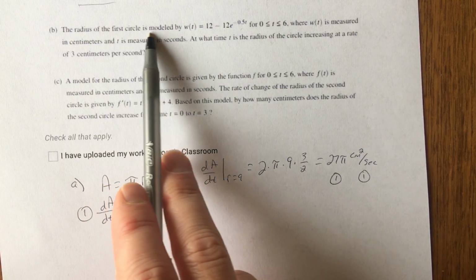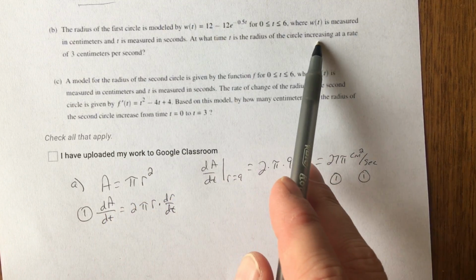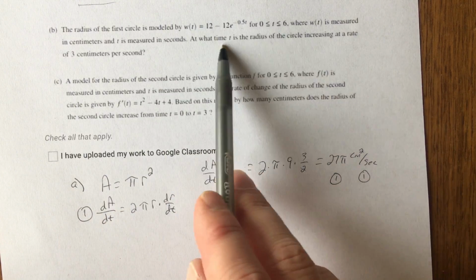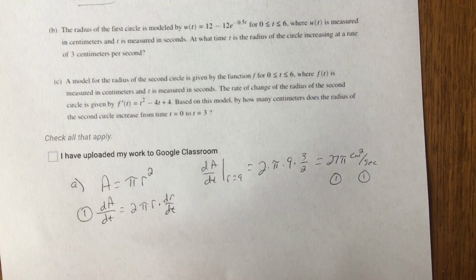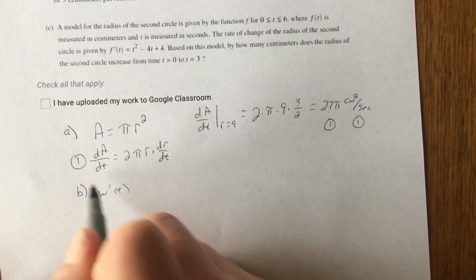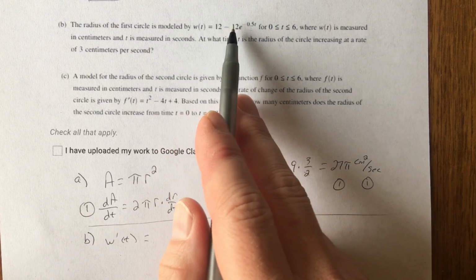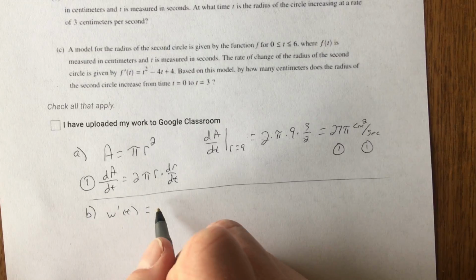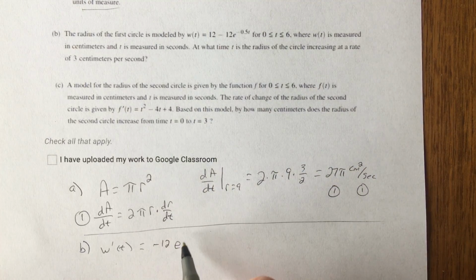B says the radius of the first circle is modeled by this equation. At what time is the radius increasing at a rate of 3 centimeters per second? So they want to know, when is the derivative, the rate of change, equal to 3? So the first thing we're going to do is take the derivative of that. So w prime of t is equal to the derivative of 12, which is 0. So then we're going to have negative 12 times the derivative of e. E repeats itself. And then times the derivative of that, which is a negative 0.5.